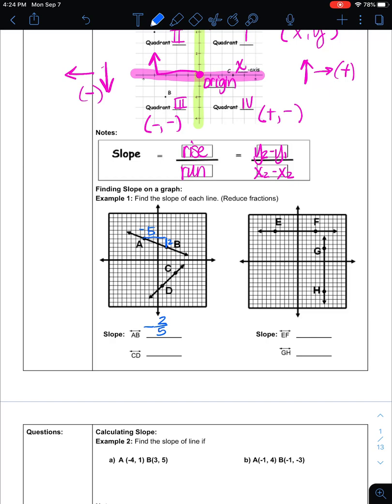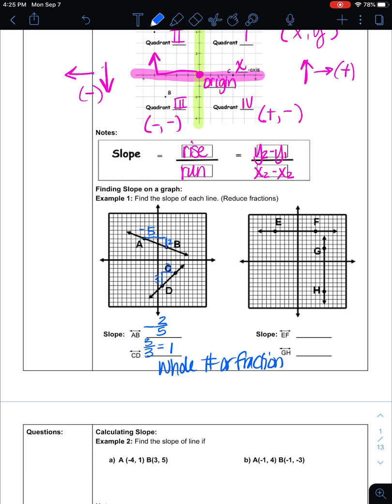And then CD would be, you would rise 1, 2, 3. You would, positive, run 1, 2, 3. So your slope is 3 over 3, which is 1. We never write slope as a fraction. We always write it as a whole number. So you write it as a whole number or as a fraction so that it can represent that rise over run.